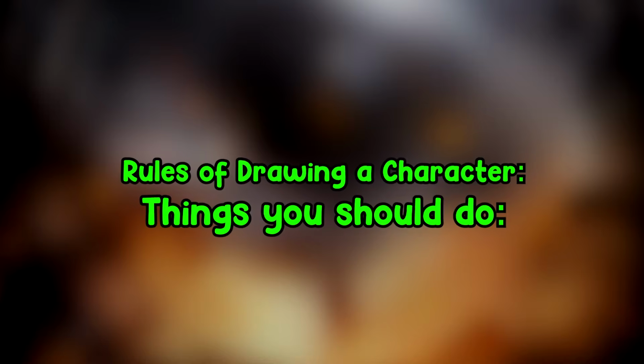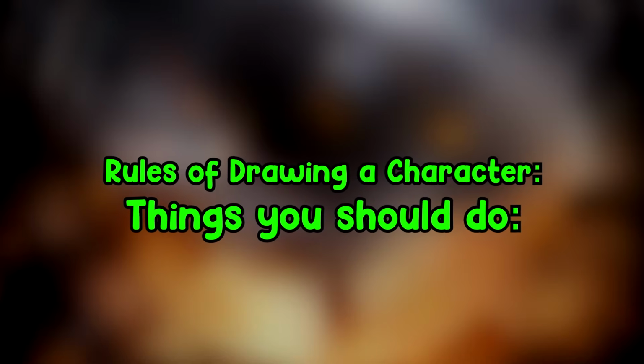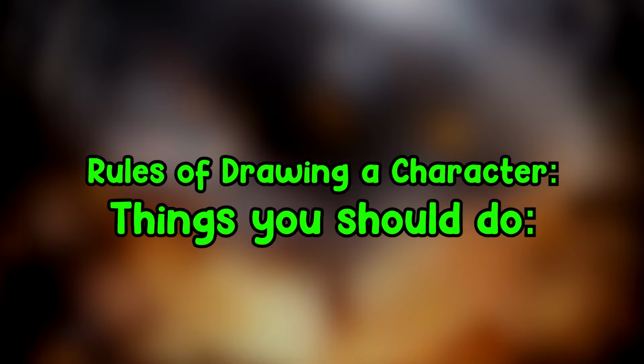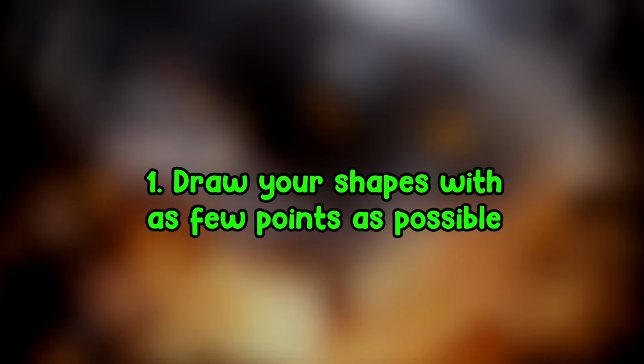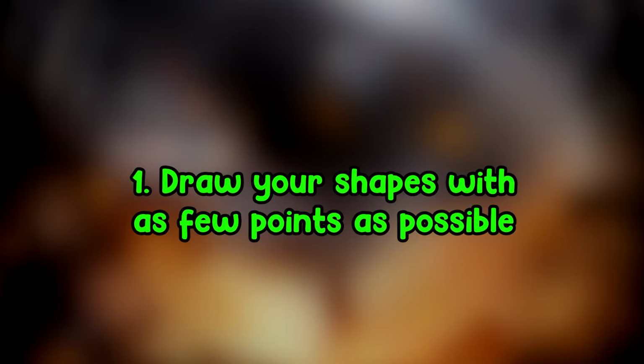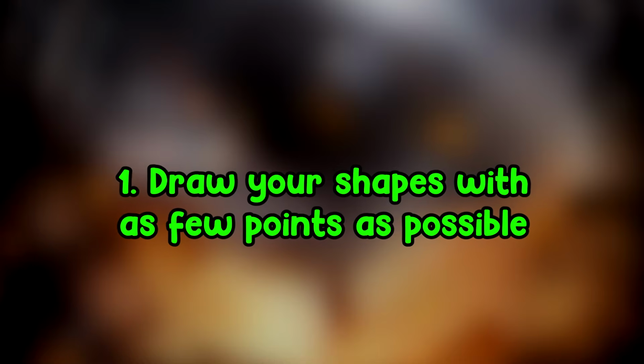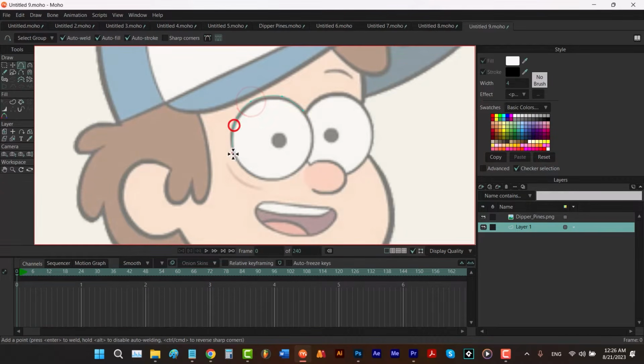Now let's talk about the rules of drawing a character. First, I'm going to talk about the things that you should do. First, do not let your shapes have a lot of points. Keep the number of points as low as possible. Fewer points means less time spent on moving points, less time spent on rigging and animating, and less time spent on fixing problems of animating and rigging.